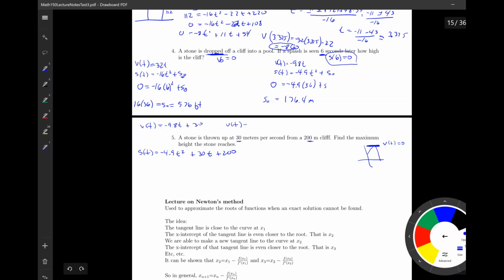So I'm going to set this velocity equation equal to 0 to find the time that it reaches the maximum height. So setting that equal to 0, solving, I'll get 30 divided by 9.8, and that's really close to 3. I put it on my calculator. All right, so I'm going to put 3 into my position function. So I get negative 4.9 times 3 squared plus 30 times 3 plus 200. So that gives me 245.9 meters. So that's how high it is.